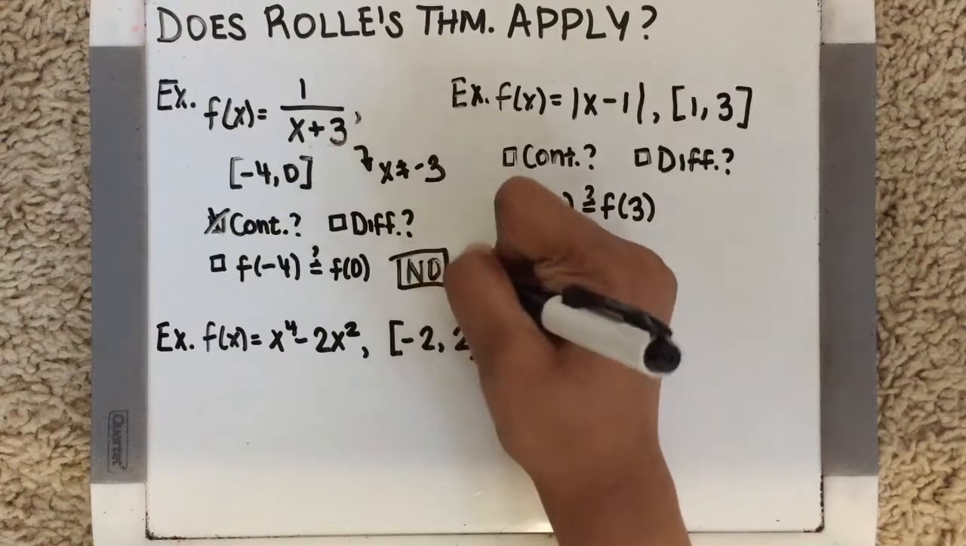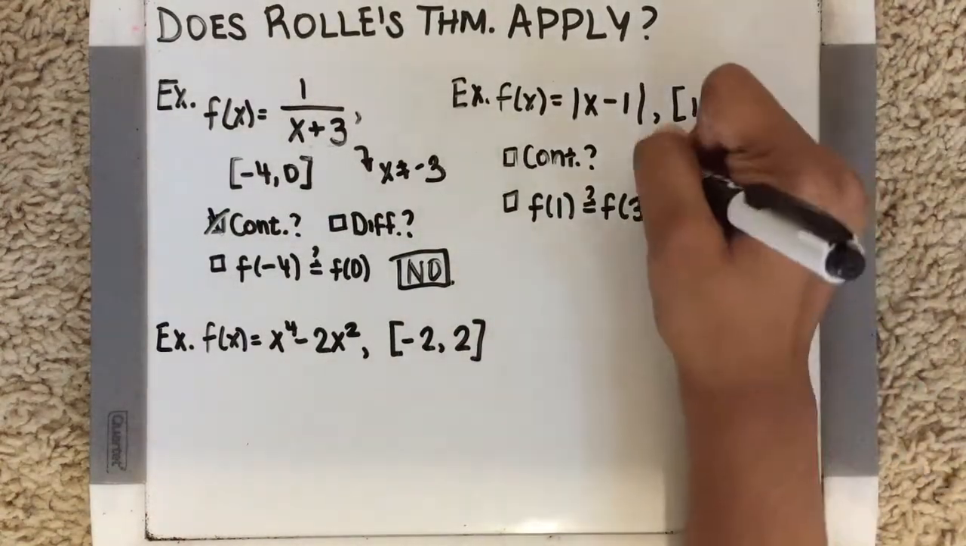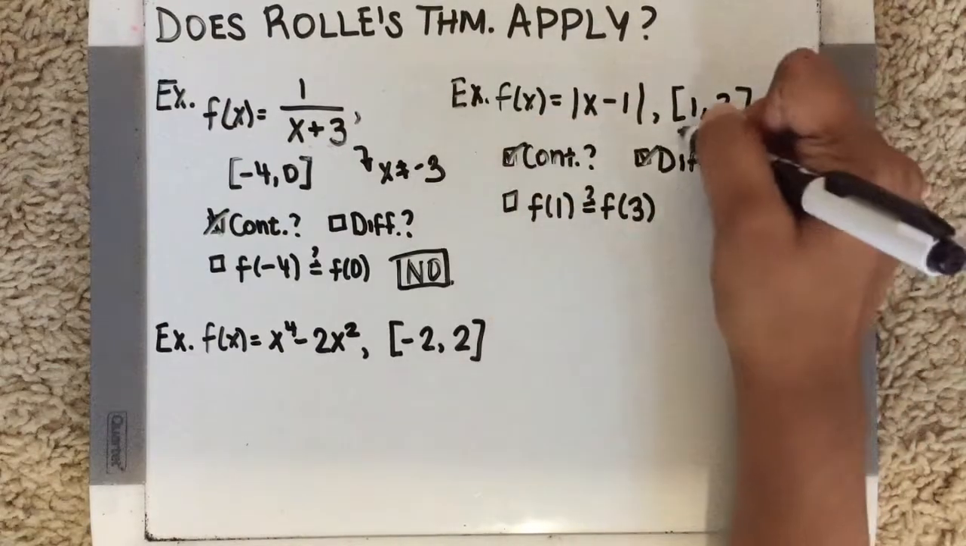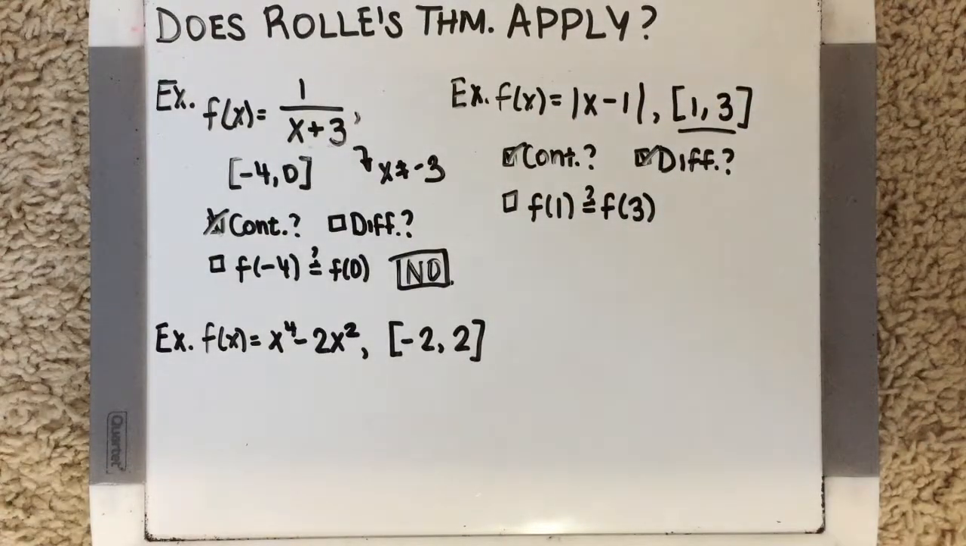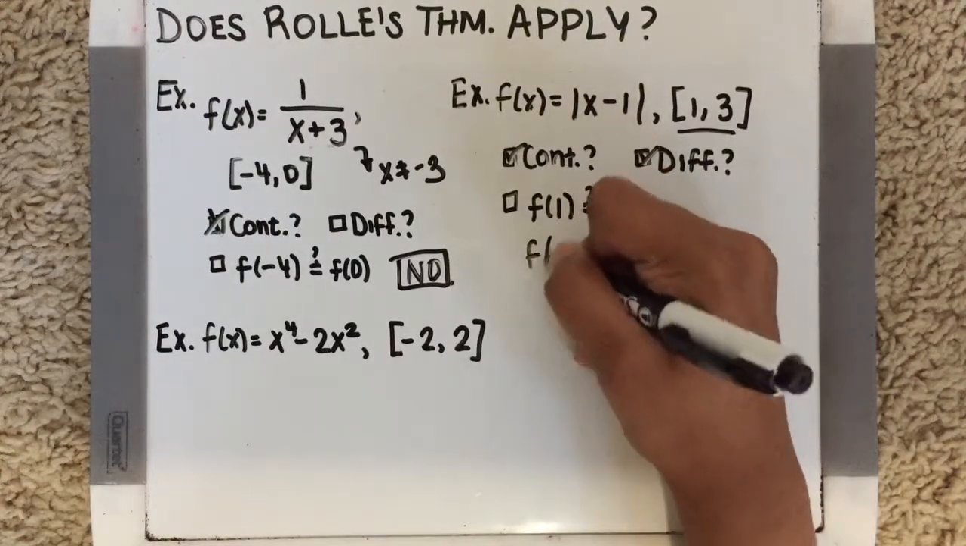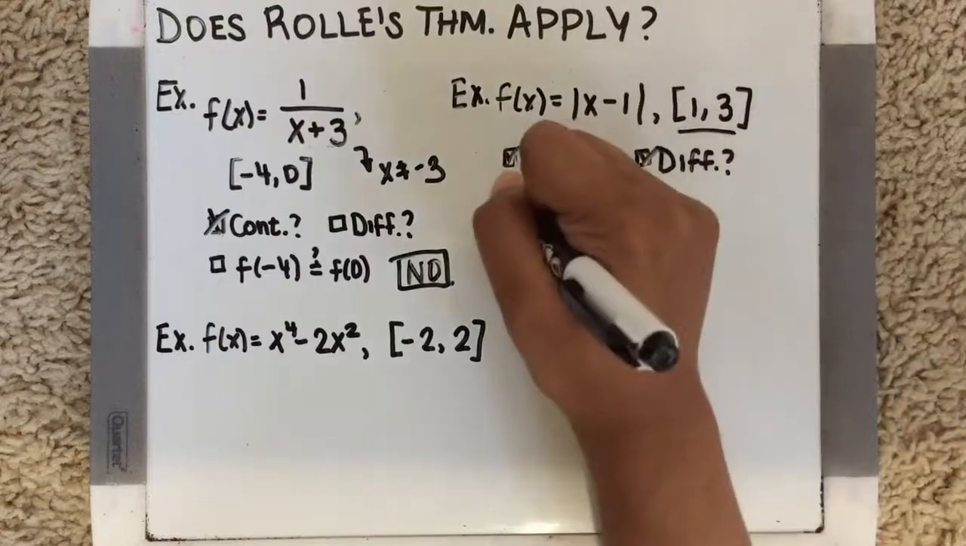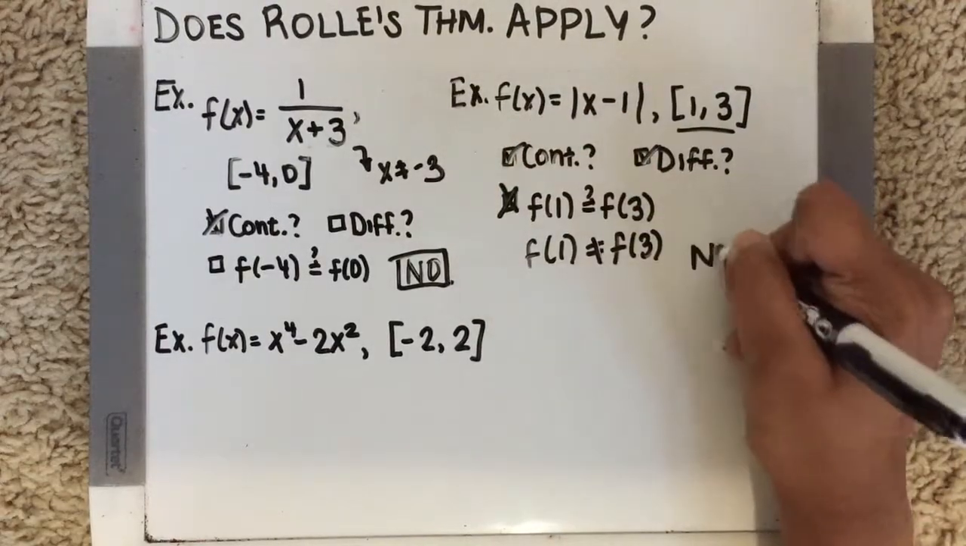In the next example, f of x is continuous and differentiable, but f of 1 does not equal f of 3, because we can see that f of 1 in this case is 0, while f of 3 is 2. Therefore, f of 1 does not equal f of 3, and we can say that Rolle's theorem may not be applied.